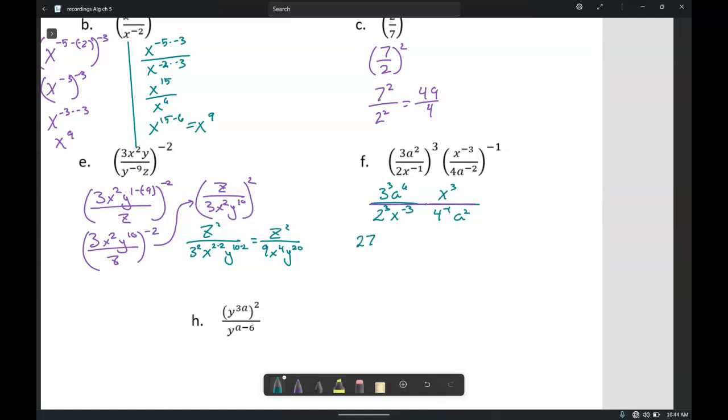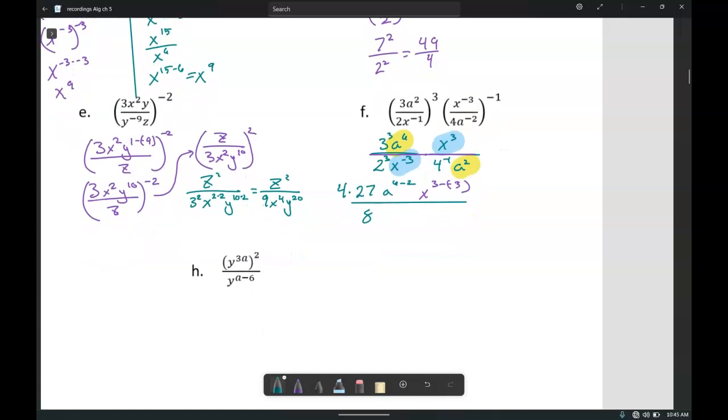So we have 27 a to the 6th minus 2. I took that and applied our quotient rule. We have x to the 3 minus negative 3. I took that and applied our quotient rule. We also have 8 in the denominator, and then 4 to the negative 1 moves it up to the numerator.